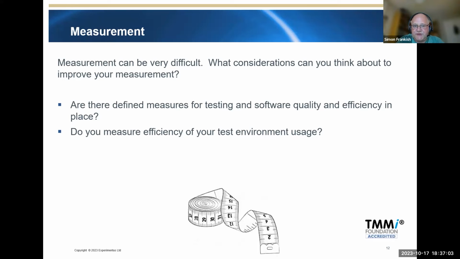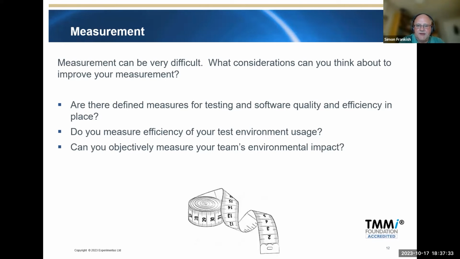Similarly, are you measuring efficiency of your test environment usage? So lots of people don't, but we are increasingly seeing people looking at what percentage of usage they're getting from their test environments. And we've helped organizations actually get to over 100%, where they can actually share test environments without there being any conflict of interest there. It's not always possible, but it can be possible.